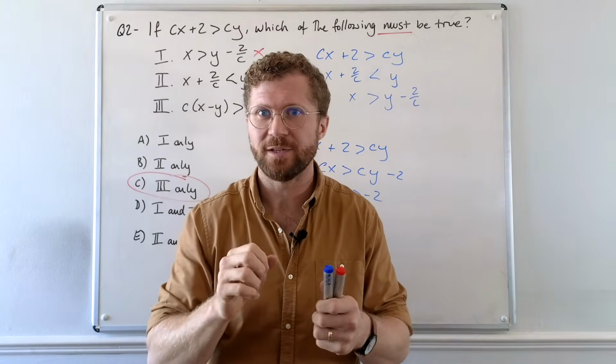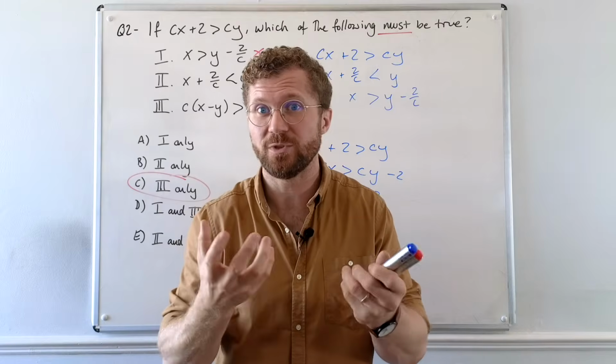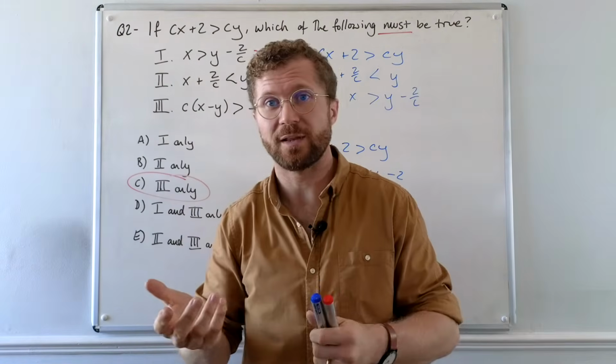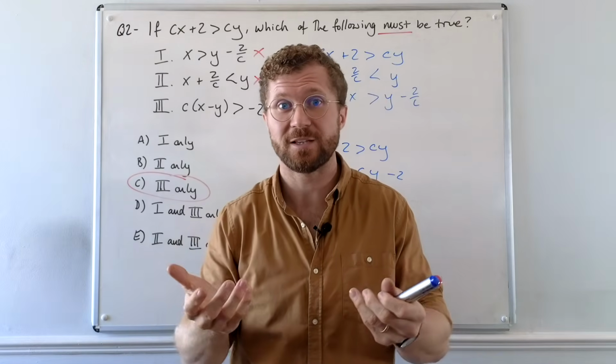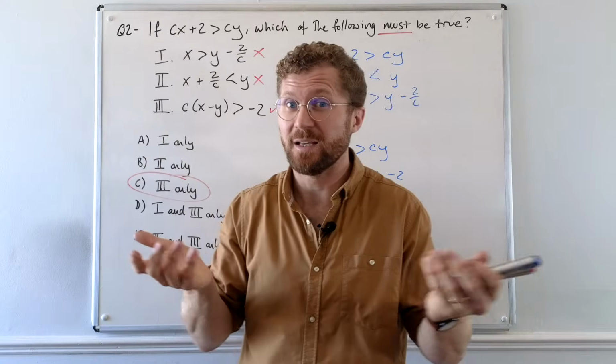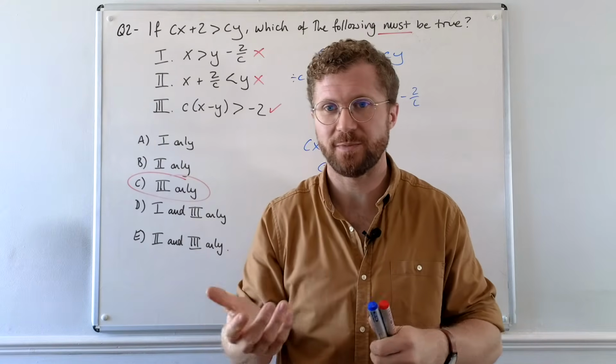The key to some of these questions on the GMAT is, do you know whether this variable, in this case it was C, is positive or negative? In this case we didn't, so we can't say that number 1 and number 2 must be true, even though they could be true. We can't say they must be true.